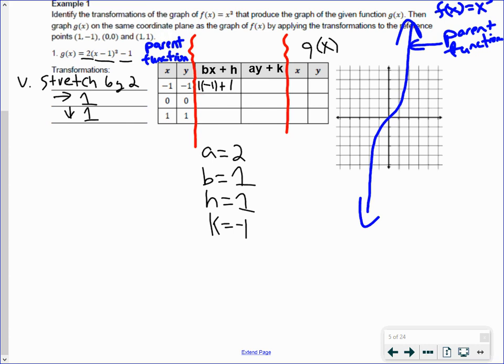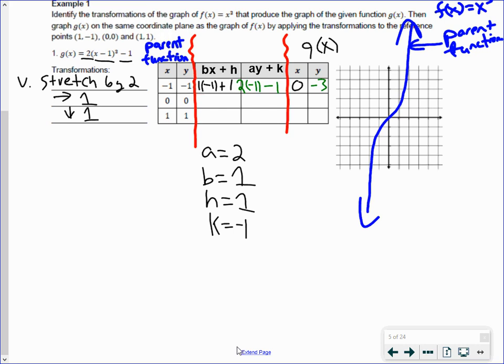Next, we have ay plus k. We're going to do the same thing with the y value of the reference point. Our a value is 2. Our y we're transforming is -1, and we're adding -1, or subtracting 1. Let's go ahead and figure out what those are. 1 times -1 is -1, and -1 plus 1 is 0. And then we have 2 times -1, which is -2. -2 minus 1 is -3.